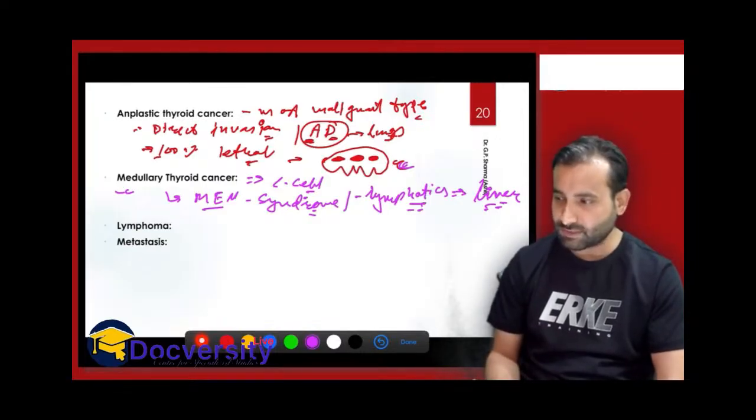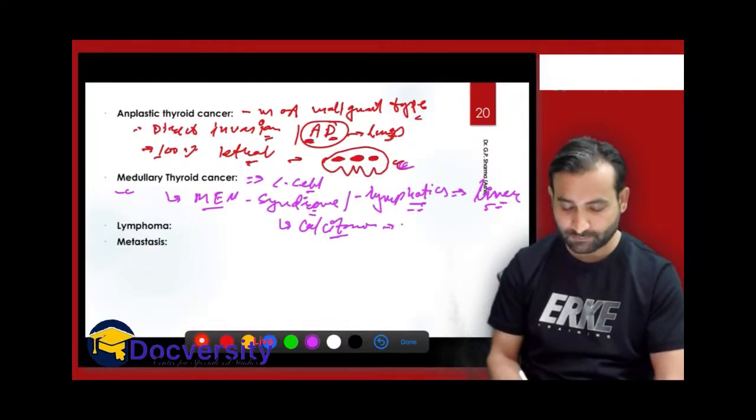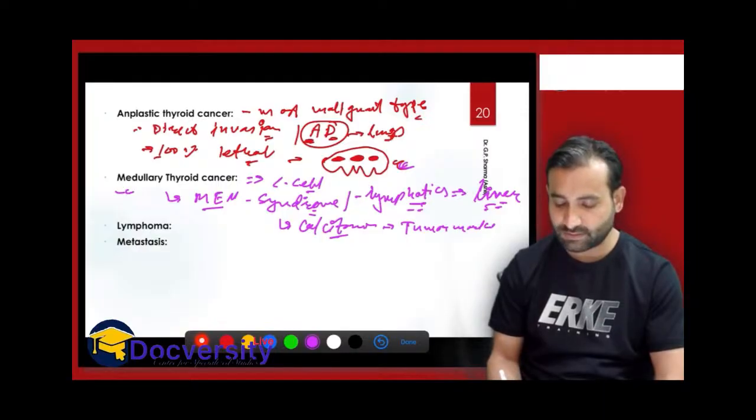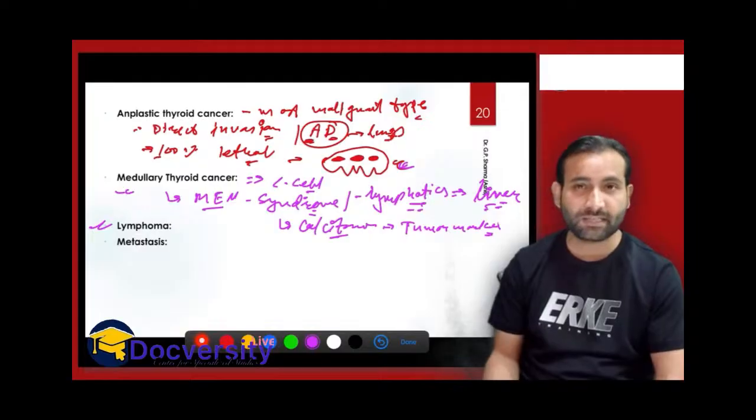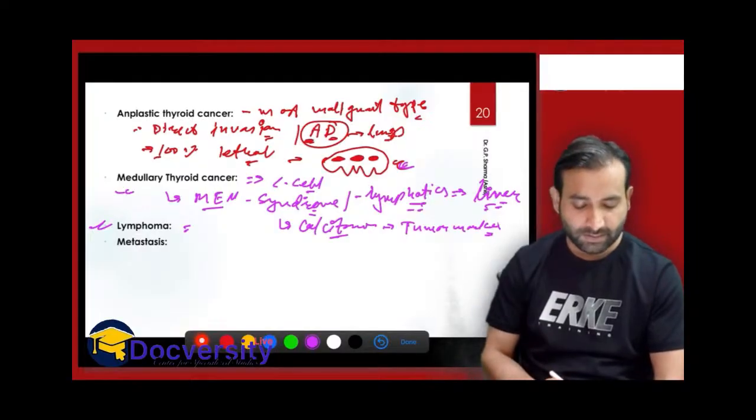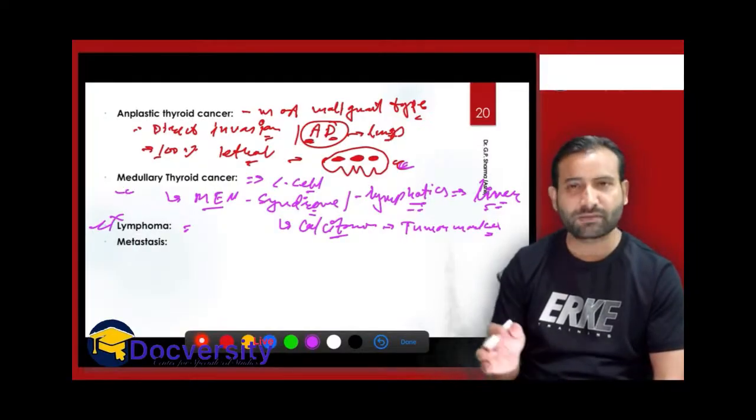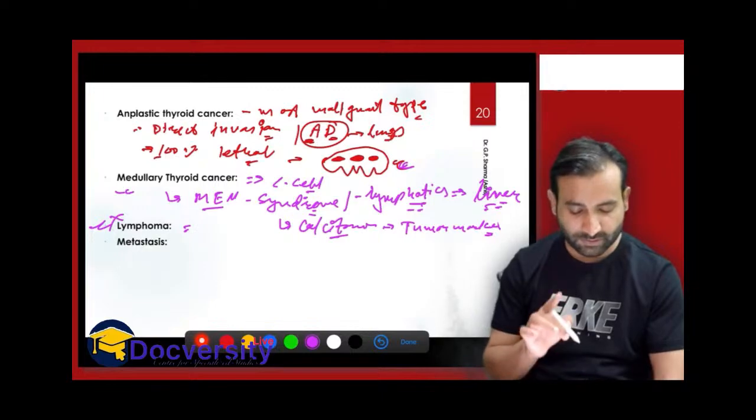And another important point. Yes, it releases the calcitonin. So the calcitonin is the tumor marker in this case. So remember. And lymphoma, you can discuss Hodgkin, non-Hodgkin lymphoma. This is not much important for this exam.